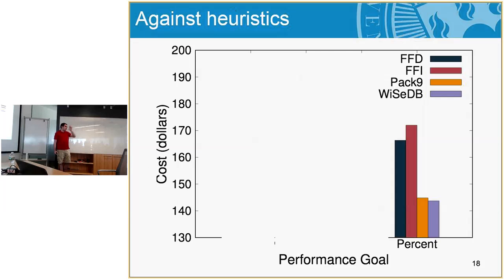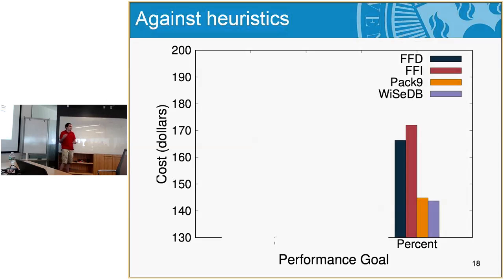Then you take the next one and you put it on a VM where it won't violate anything. You keep doing that until nothing will fit anymore. And when nothing fits anymore, you make a new VM. And you just repeat that process until all of your queries are scheduled. This is a very popular heuristic to solve the bin packing problem. It has some very nice provable upper bounds on its optimality and stuff like that.